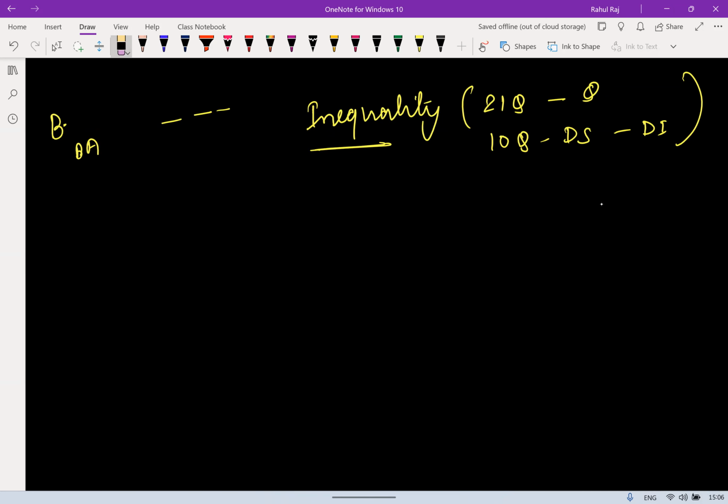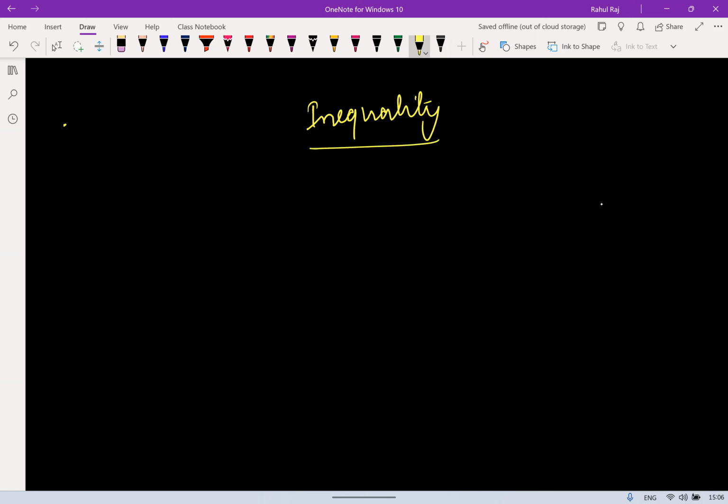So let's come down to this chapter, inequality. In inequality, guys, the first thing is that signs of variables are extremely important. What do I mean by saying signs of variables are very important? I'll just explain it to you. But what exactly does this mean?